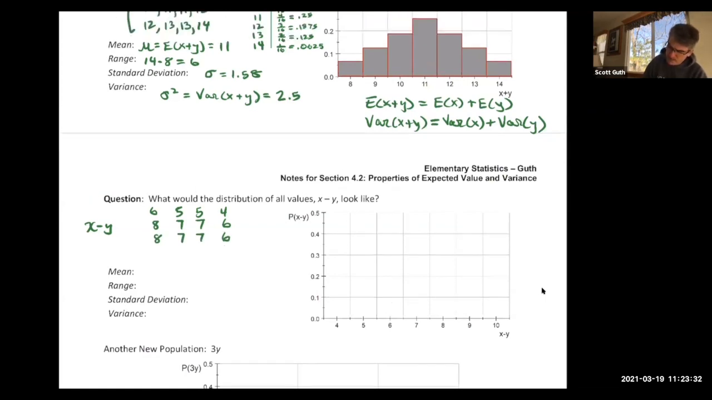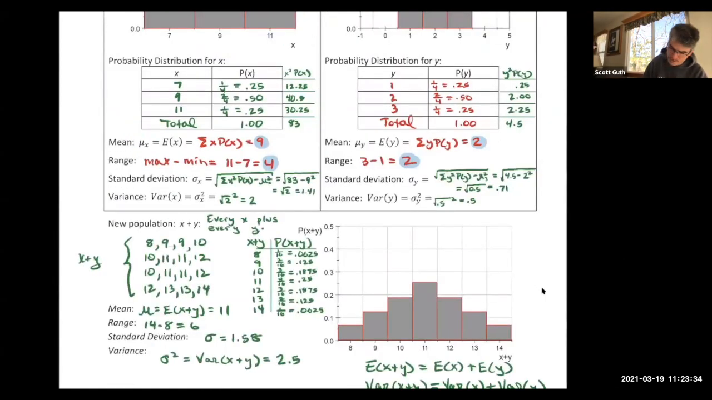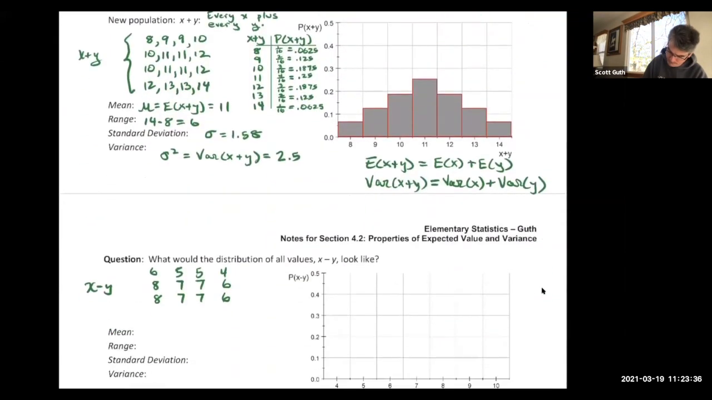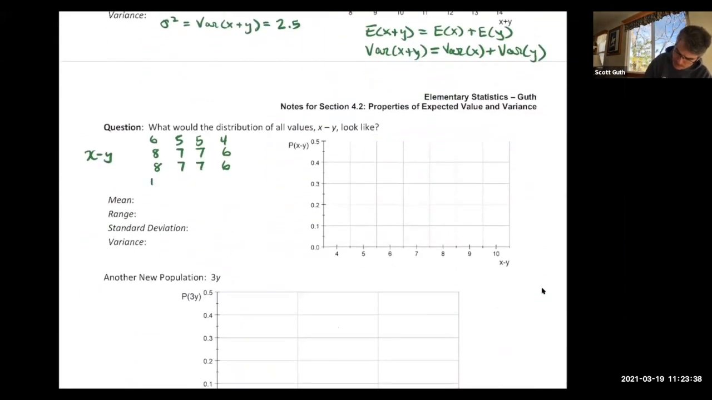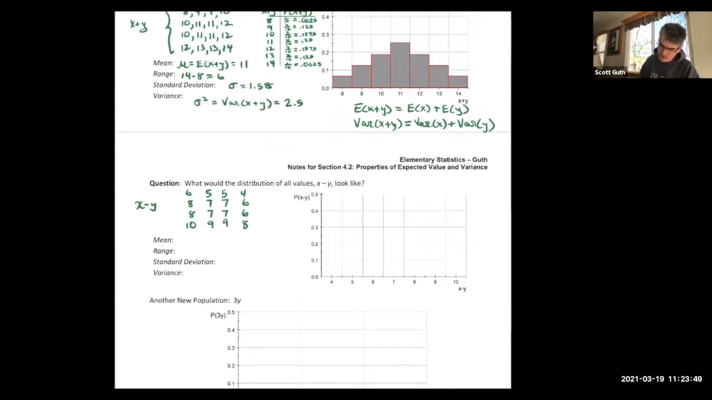And then the biggest value of x was 11. So 11 minus 1 is 10. 11 minus 2 is 9. Another 2 gives another 9. And 11 minus 3 is 8. Okay, so very quickly, if you graph this, you'll see that you get the exact same distribution.